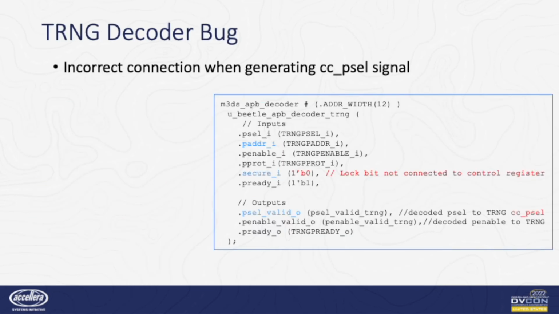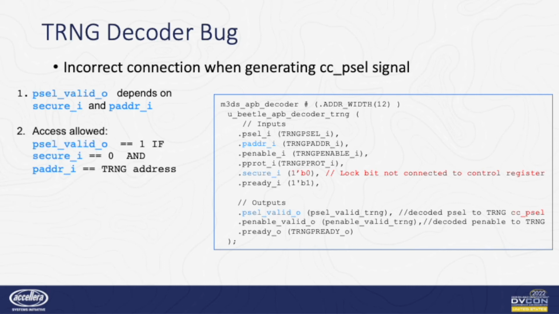Having diagnosed from the waveform view that the secure_I pin was a 0, let us now take a look at the code of the decoder to figure out why this was so. If you look at the code for the decoder block, we find that the output pcell_valid_0 is dependent on secure_I as well as the p_address_I signal. So the access to the TRNG is allowed by the decoder when the pcell_valid_0 is a 1, and that drives the select pin of the TRNG block.